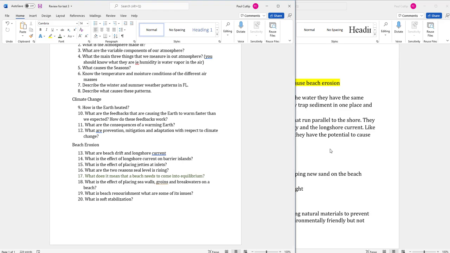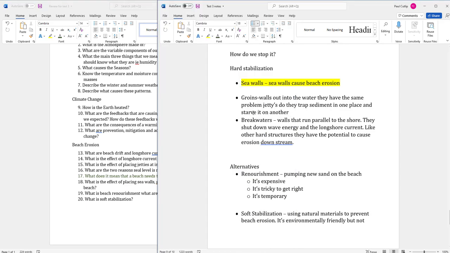Groins and breakwaters. Okay, so a groin is just a wall going out into the water. A jetty is at an inlet. A groin is the same thing, just not at an inlet. So you've got beach and a pile of rock going out into the water, right? It does the same thing a jetty does, though. It traps sediment on the upstream side and causes erosion on the downstream side.